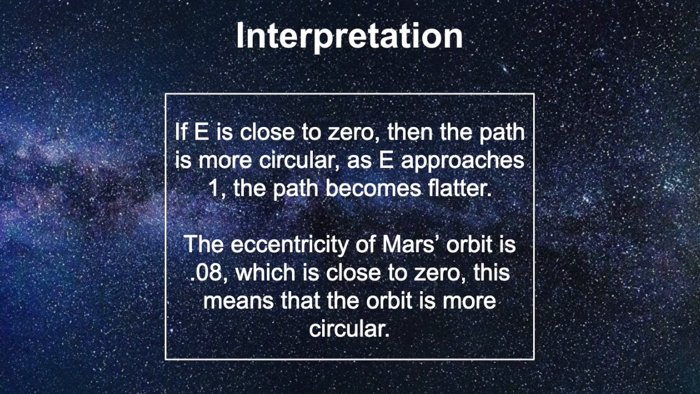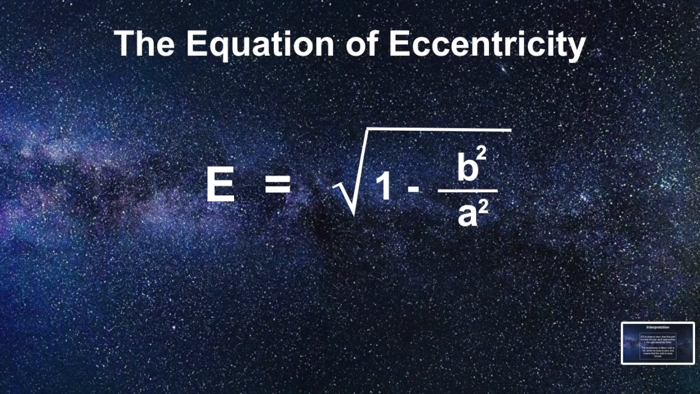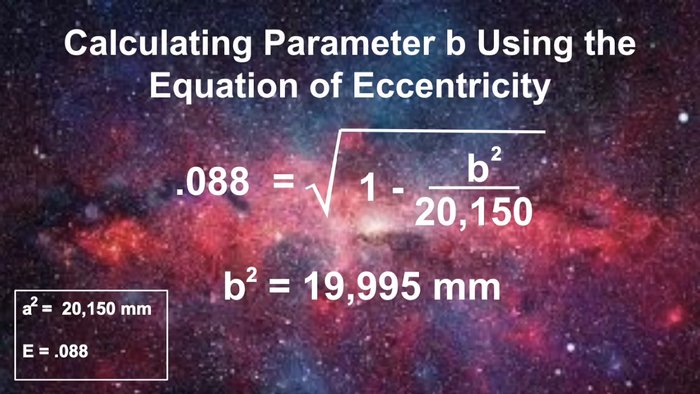Since the eccentricity of Mars' orbit is close to zero, it revolves in a more circular path around the Sun. Now the most important part is this equation. E equals the square root of 1 minus b squared over a squared. Now that we know two of the values, E and A, we can plug these into the equation of eccentricity to find B. The final product of b squared is 19,995 million miles.